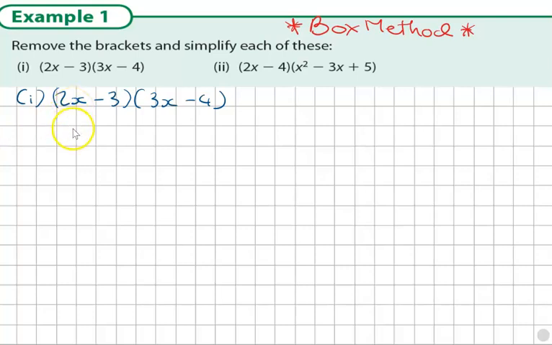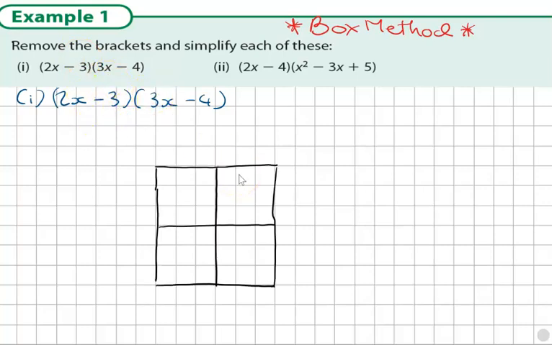So this is the box method or the array method. So focusing in on part 1, 2x minus 3 times 3x minus 4. Since we have two terms multiplied by two terms, we'll have two boxes across and two boxes down.